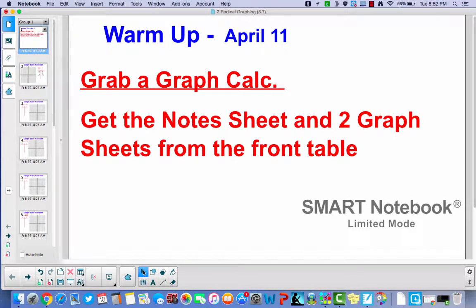Good morning. Today we're going to talk about graphing radical functions. We're going to focus today on the square root of x and its transformations. The transformations are just like what we've been doing in the past.